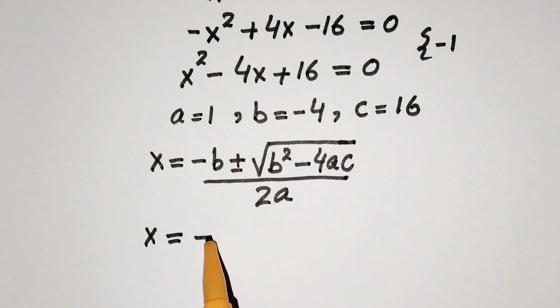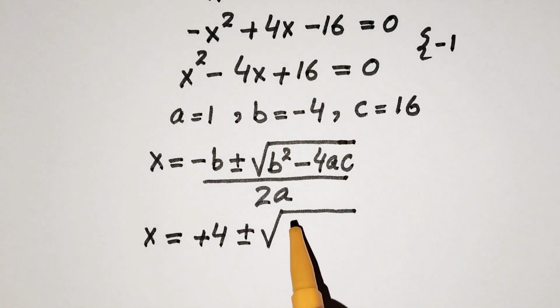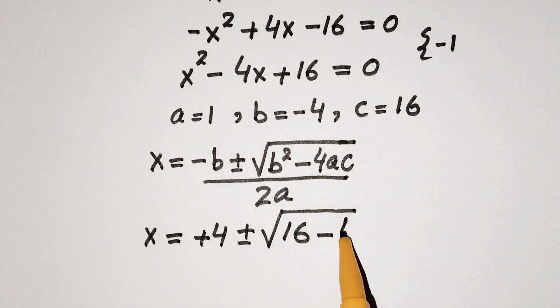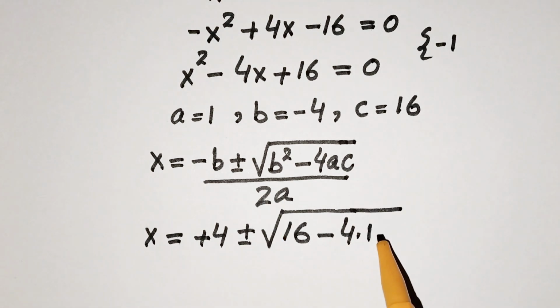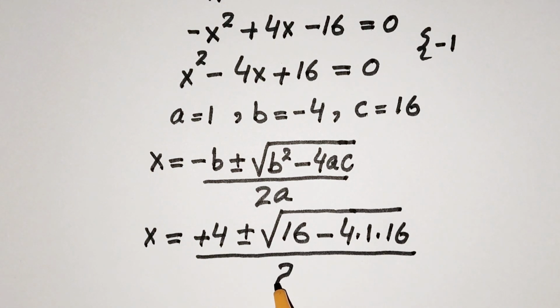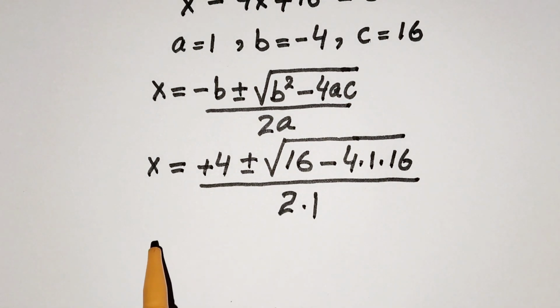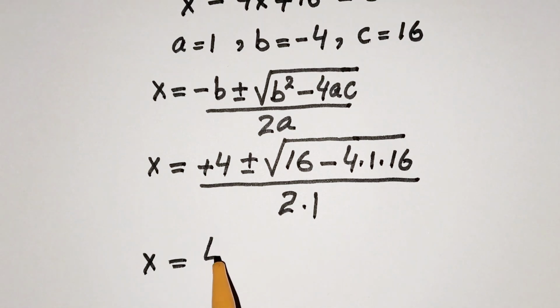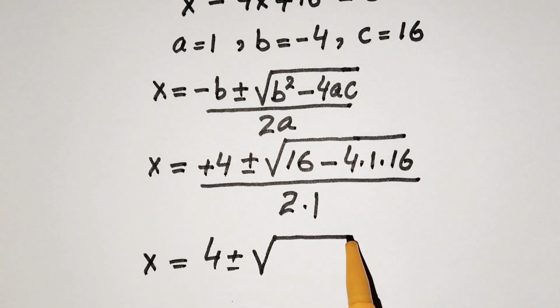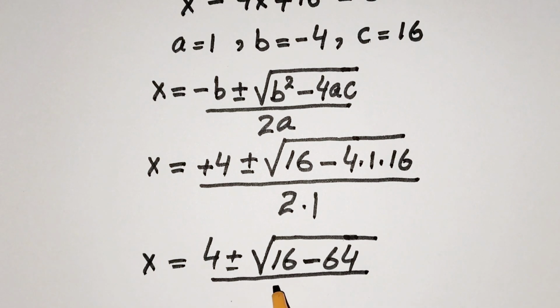Putting values, we get minus times minus is plus, so we put here plus 4, and then plus minus square root of b, which is minus 4 whole squared, we get here 16, and minus 4 times a, where a is 1 and c is 16, all over 2 times a, which is 2 times 1. Now x is equal to 4 plus minus square root of 16 minus 4 times 16, which is 64, all over 2 times 1, which is 2.